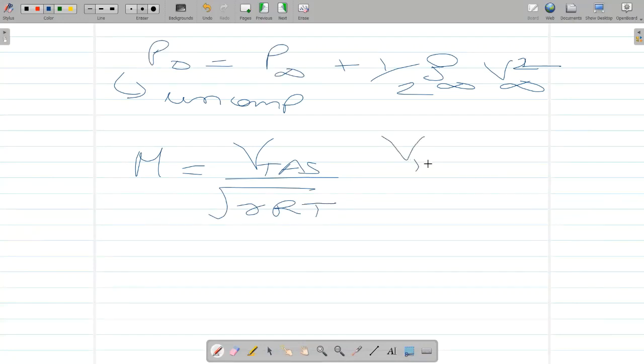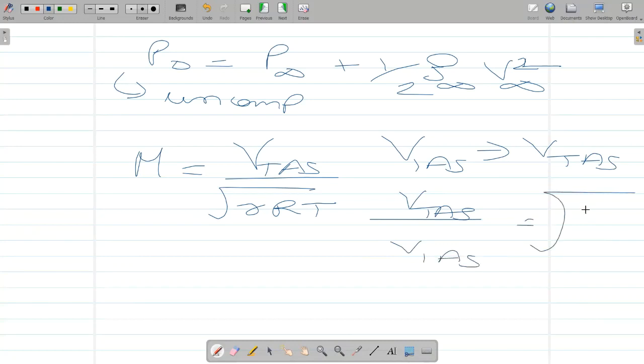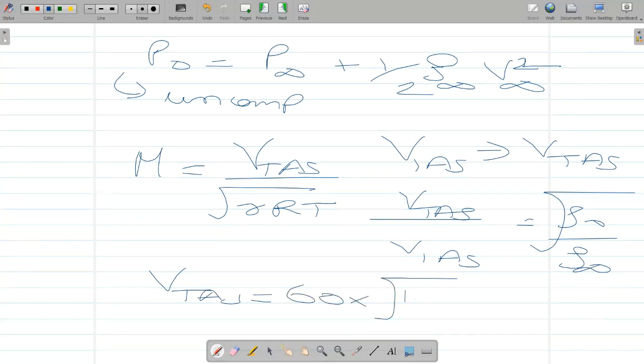In the question, they've given us the indicated airspeed, and we need to convert that to a true airspeed. So true airspeed and indicated airspeed are related by the ratio of rho naught by rho, where rho naught is the density at the sea level and rho is the density at whatever the altitude, which we already know. So the true airspeed in this case will be the indicated airspeed, 60, into root of 1.225 divided by 0.413. And in this case, it gives you true airspeed of around 103 meters per second. All right.